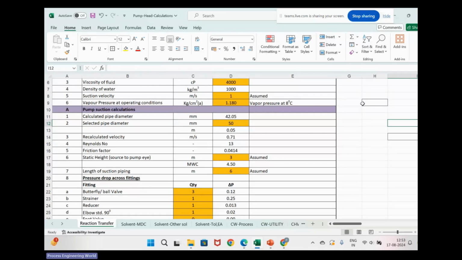You will take height up to the bottom of the vessel. Why? Because he also gave the explanation. If you are taking height above that, what is the NPSH formula? As you increase the static height, your NPSH will decrease. It is indirectly proportional. So you need NPSH available to be higher.